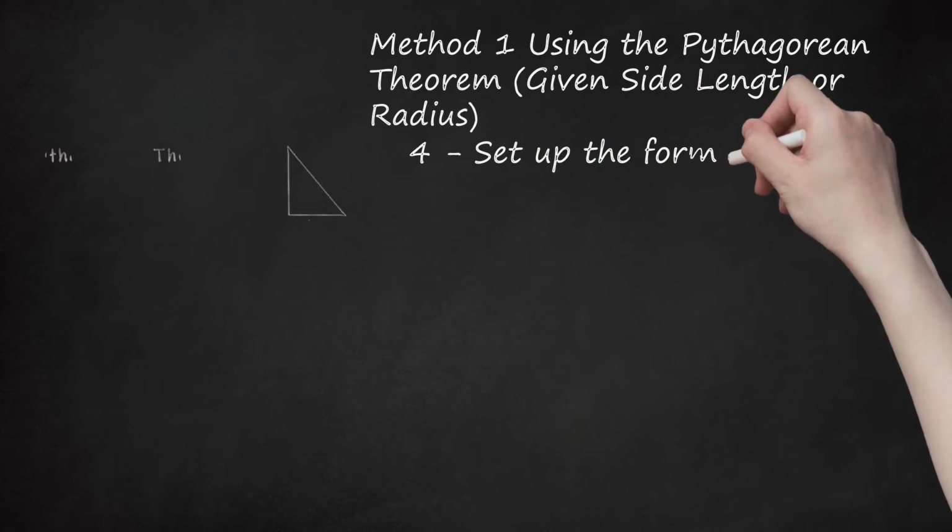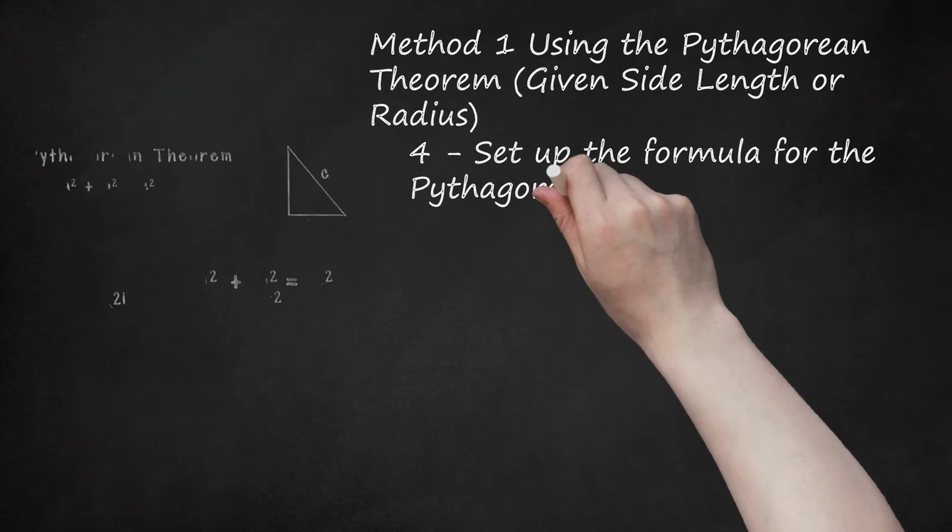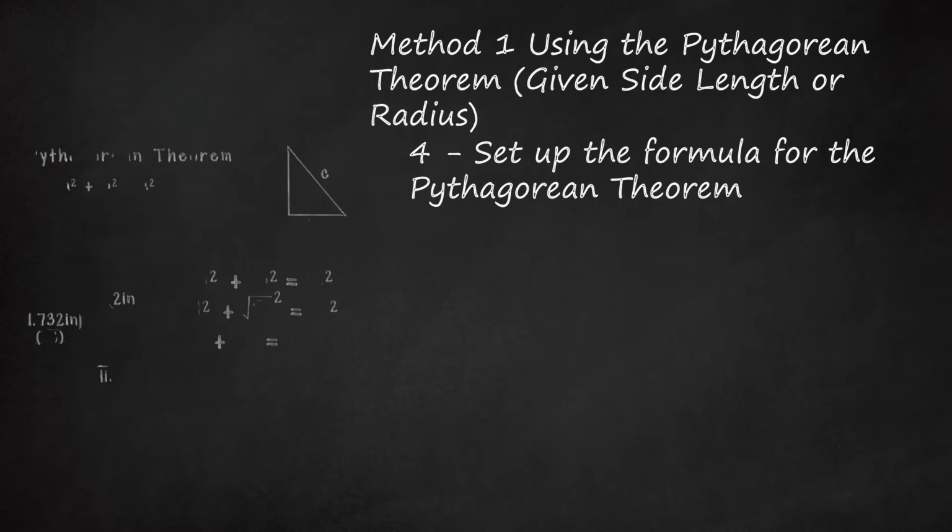4. Set up the formula for the Pythagorean theorem. The formula is a² + b² = c², where c equals the length of the hypotenuse, the side opposite the right angle, and a and b equal the lengths of the other 2 sides of the triangle.